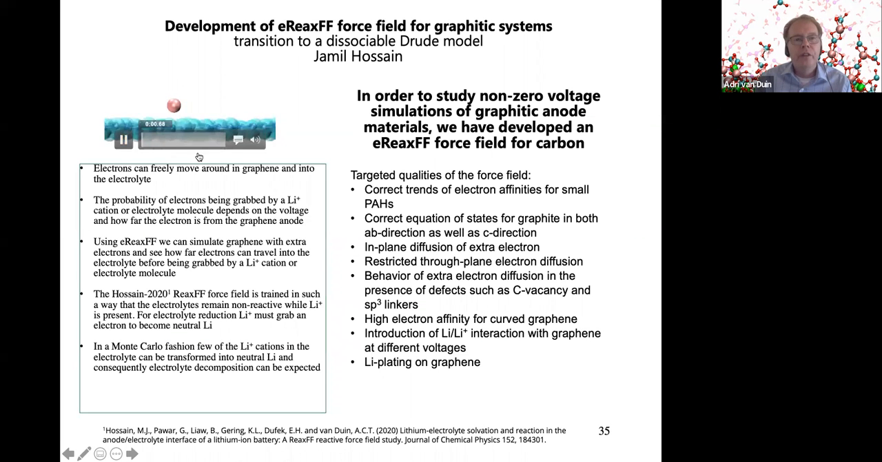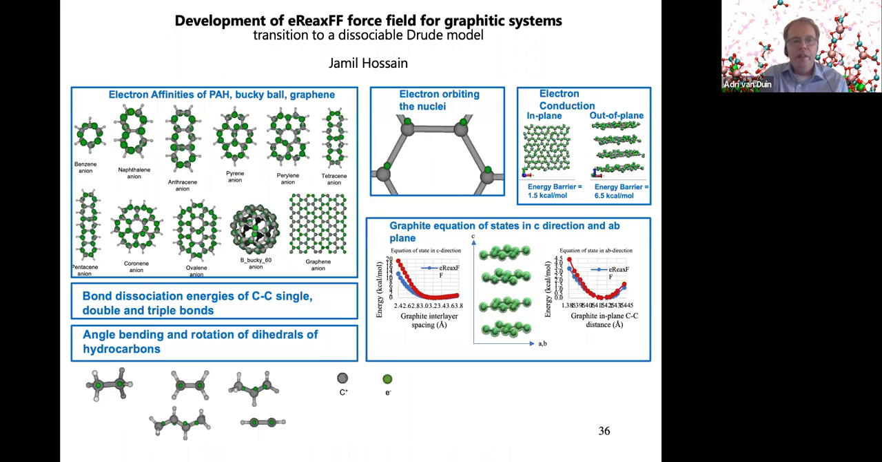This concept was then used by DeMille, primarily with a battery simulation aim. Here on the top, we have a lithium cation. It gets exposed to graphene with an excess electron. During the simulation, an electron transfers from the graphene to the lithium cation and makes a neutral lithium after that. This was trained against a relatively extensive training set of electron affinities for a wide range of species. We also put in there in-plane and out-of-plane conduction of electrons, equations of state for graphite, and similar things.